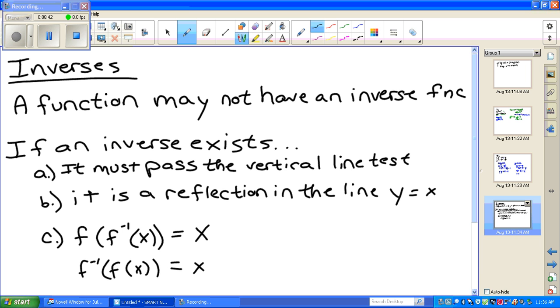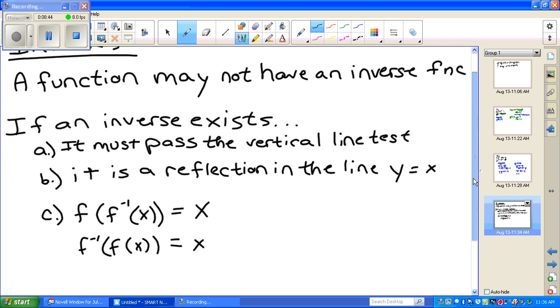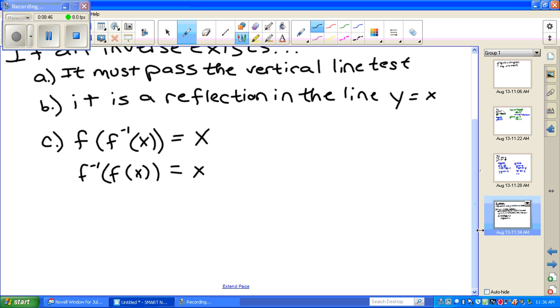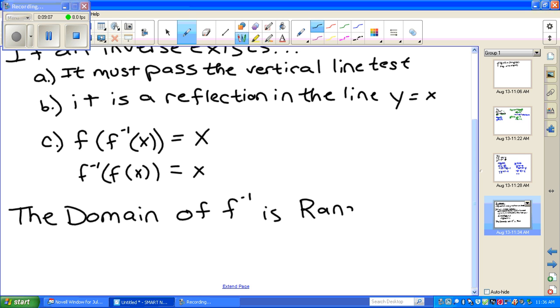One other thing that you will see with inverses is the domain and range. Now think about what domain and range represent. If I'm looking at the domain of f inverse, that is the same thing as the range of f.